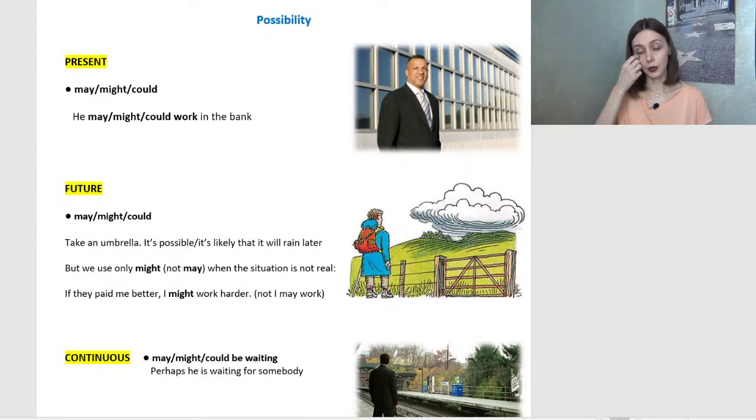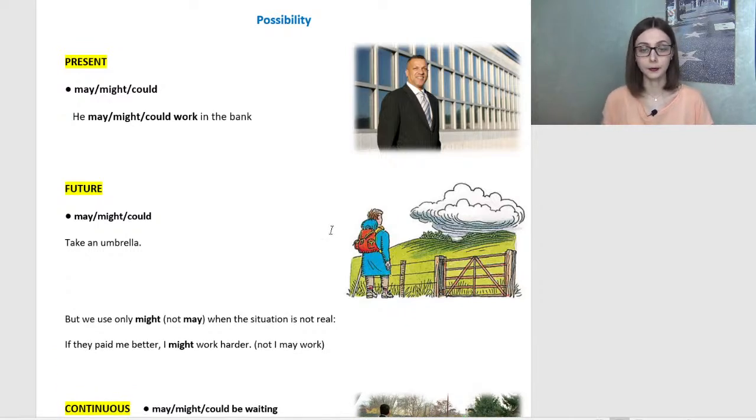So let's move on to the future. Sometimes we can think about the future, and here you can see the guy looking at a huge cloud, and you can say, take an umbrella. It's possible, it's likely that it will rain later. In what way can you paraphrase this? So what do you think, guys? Instead of I think it will rain later, what can you say?